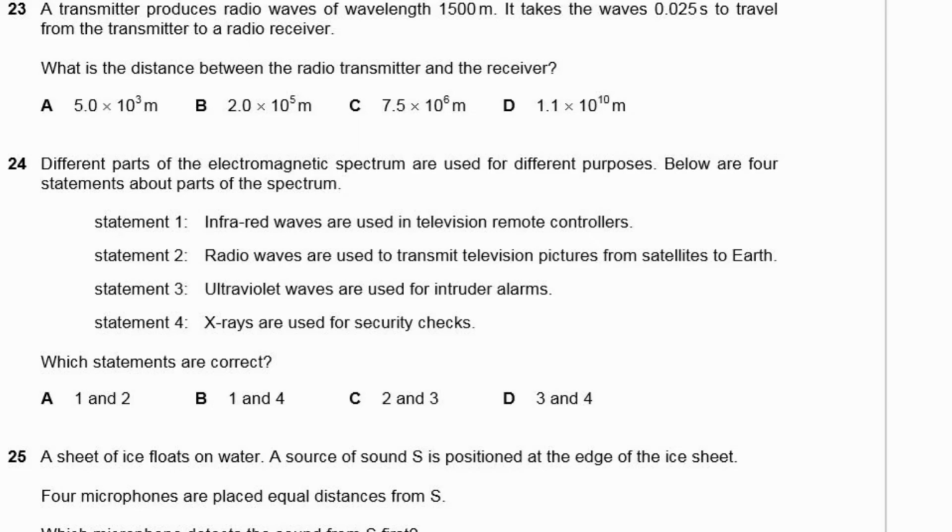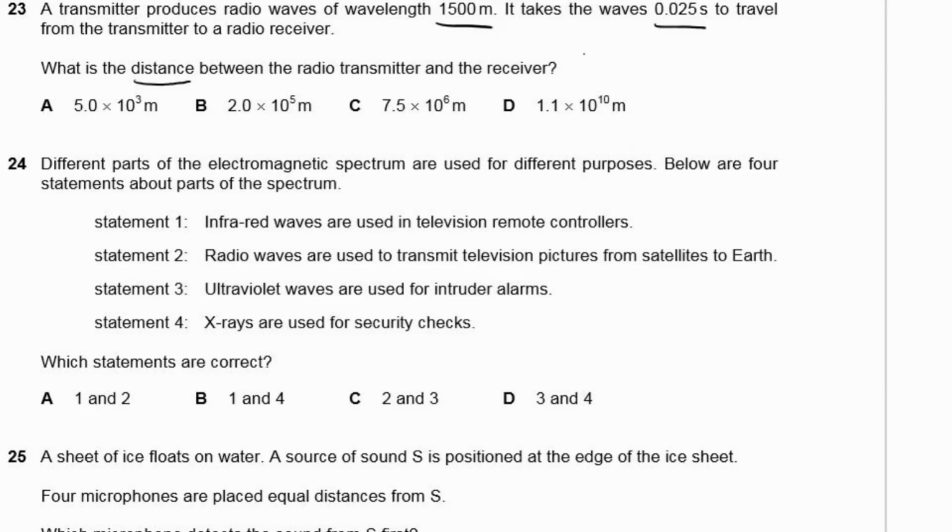Question number 23. A transmitter produces radio waves of wavelength 1500 meters. It takes the waves 0.025 seconds to travel from the transmitter to a radio receiver. What is the distance between the radio transmitter and the receiver? Okay, so there we go. We've got the wavelength. We've got the time it takes. And we have to find the distance between the radio transmitter and the receiver.